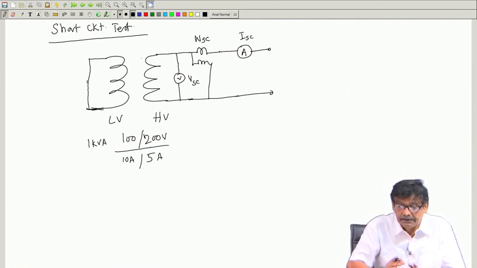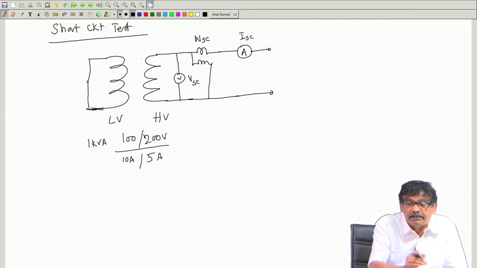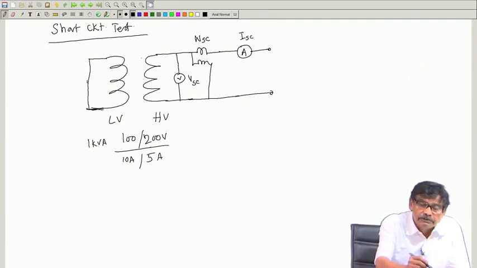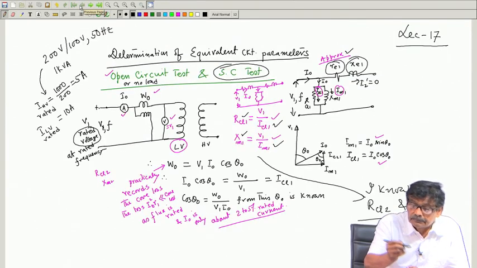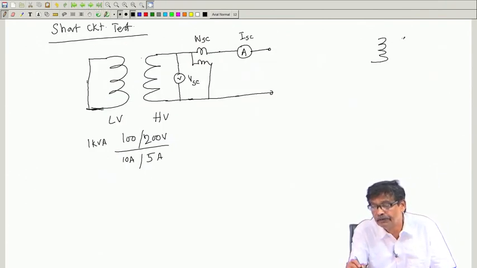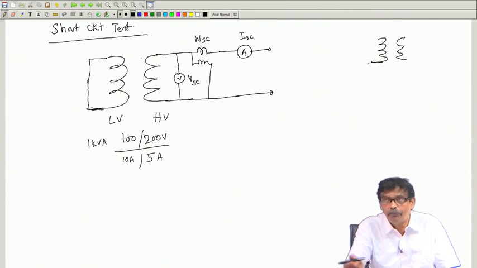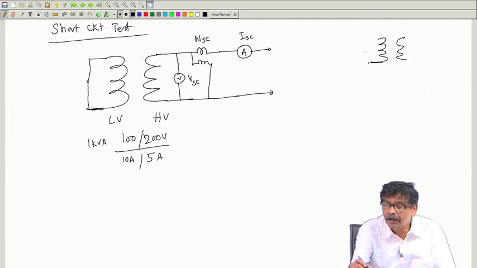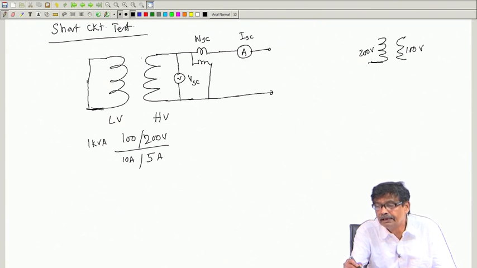Never apply the rated voltage when the other side of the transformer is short circuited. The answer can be easily understood. Recall that in a transformer, I will draw something here. Suppose this is the transformer. When it is operated normally, what do you do? You apply, suppose, 200 volt here, you get 100 volt, and then you connect the load.